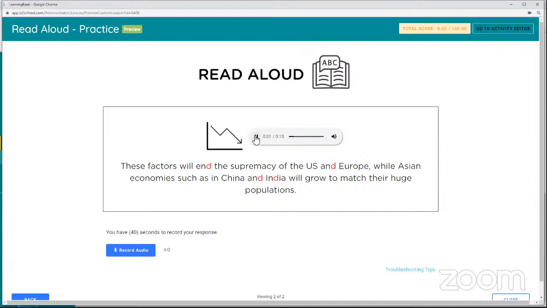These factors will end the supremacy of the US and Europe, while Asian economies, such as in China and India, will grow to match their huge populations.